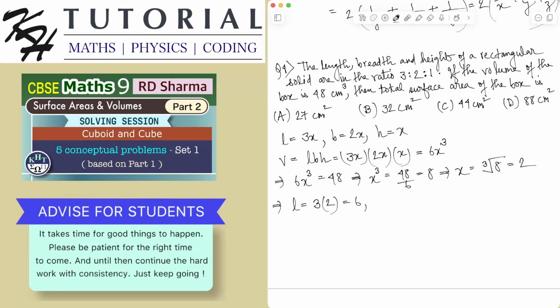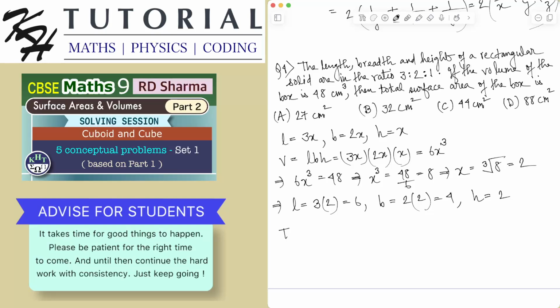Please note that I am ignoring the units. All the units, the length, breadth and height, will be in centimeter. So length is 6 centimeter, breadth will be 2 into 2, which is 4 centimeter, and height will be 2. Okay. So now it has asked to find the total surface area of the box.